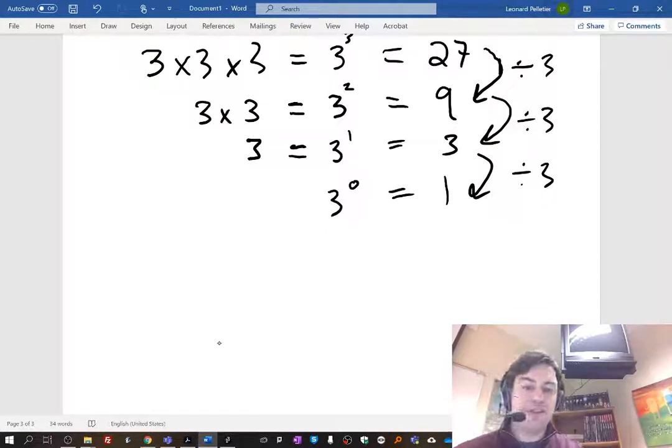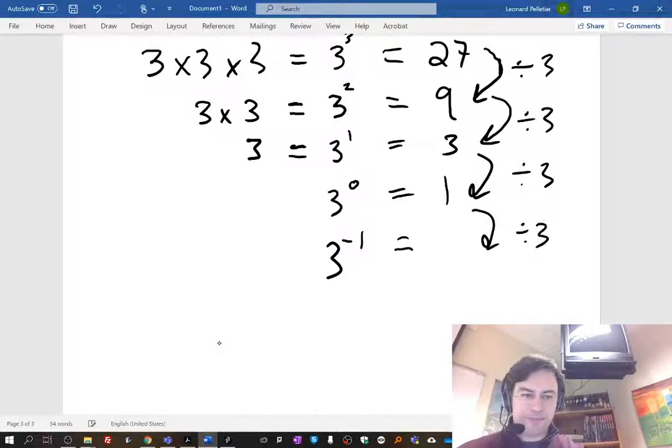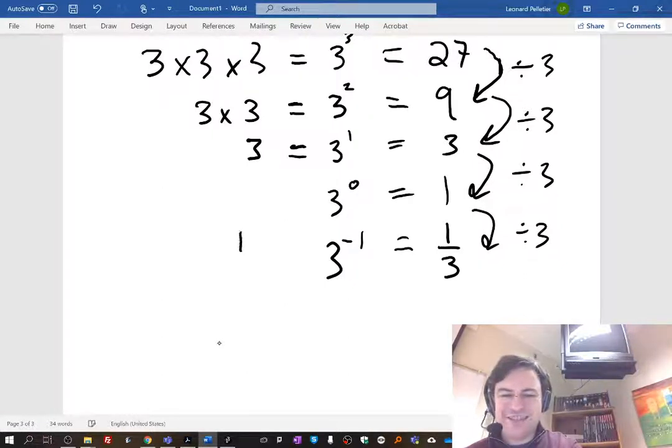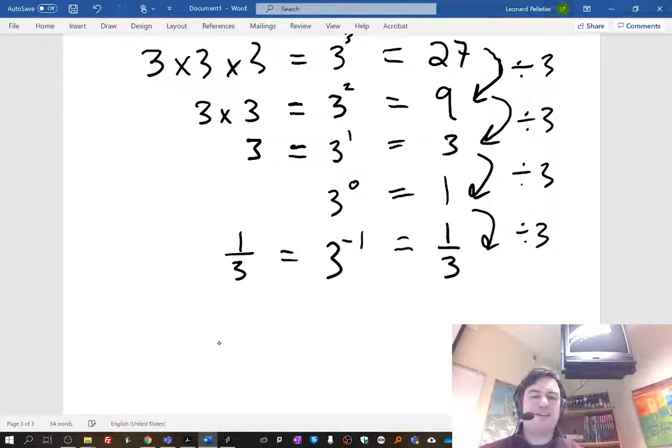What happens when we do 3 to the power of negative 1? Again, when we go from here to here, we're going to divide by 3. What's 1 divided by 3? It's going to be 1/3. So we get 1 over 3, which is 1 over a single 3. So what we've done is we've created a fraction. When we have a negative exponent, we actually have created fractions.